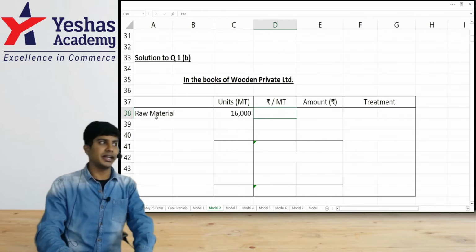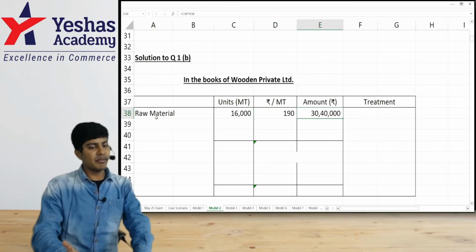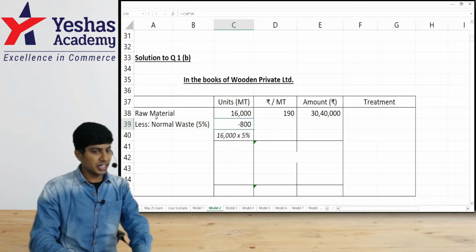16,000 metric tons, each metric ton at 190. If I multiply, I get 30 lakh 40,000 to be the value. I will deduct normal wastage of 5%. How much is 5% of 16,000? Like I mentioned, I will not write anything in units or amount column because this is normal loss and there will be no journal entry associated to it.